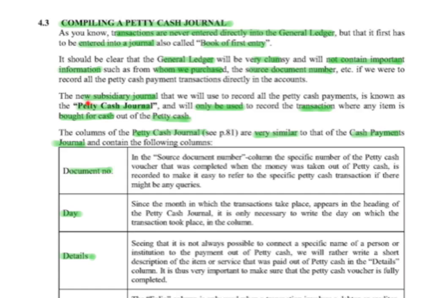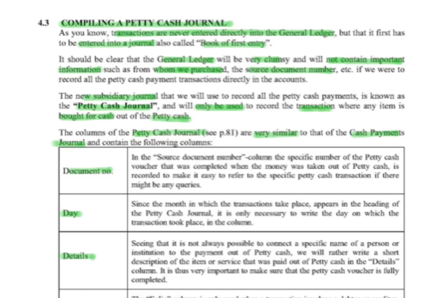In other words, the new subsidiary journal that we will use to record the petty cash payments is going to be known as the petty cash journal, the PCJ, and will only be used to record the transactions where an item was bought for cash out of the petty cash. The columns in the petty cash journal are very similar to the cash payments journal. So if you understand how to do the cash payments journal well, you will not have any problem figuring out how to do the petty cash journal as well.